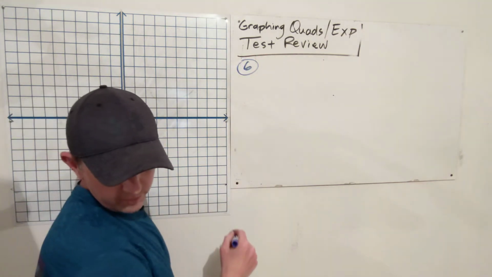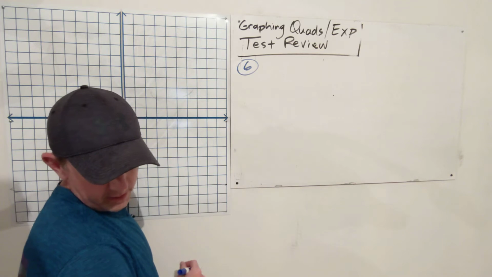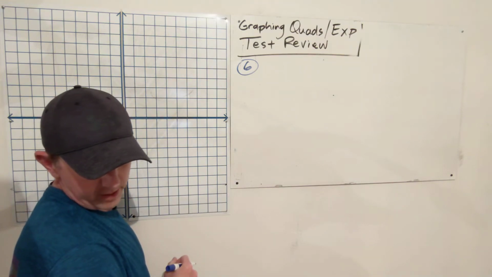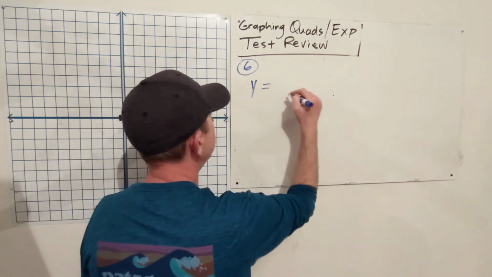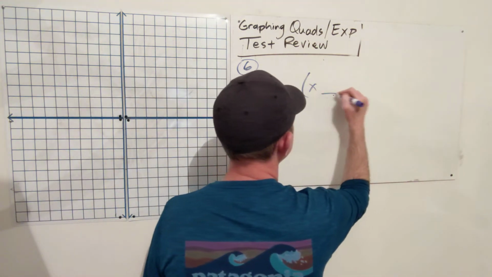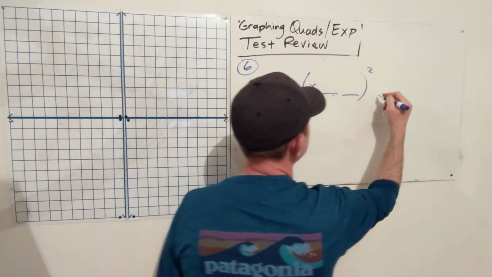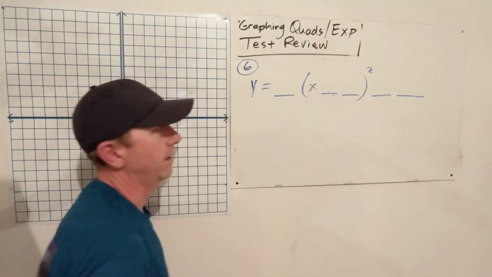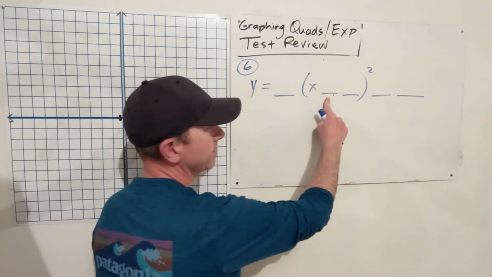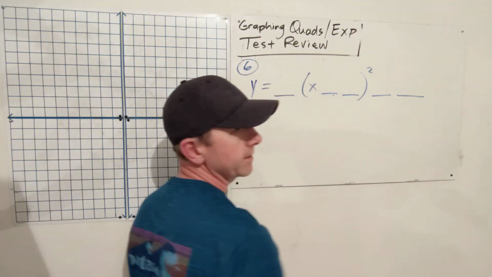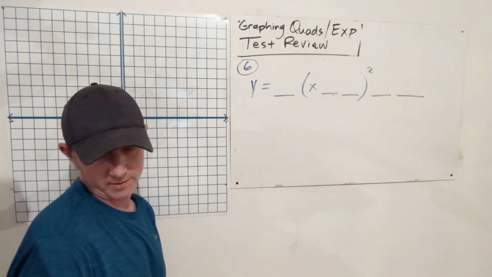All right, for number 6, you have to decide from the graph, you have to fill in the blanks. So y equals blank times x with 2 blanks squared, blank, and another blank. So you got to fill these in. Some of these are going to be a sign, like a plus or a minus. So you will have to fill in the blanks on some of these.